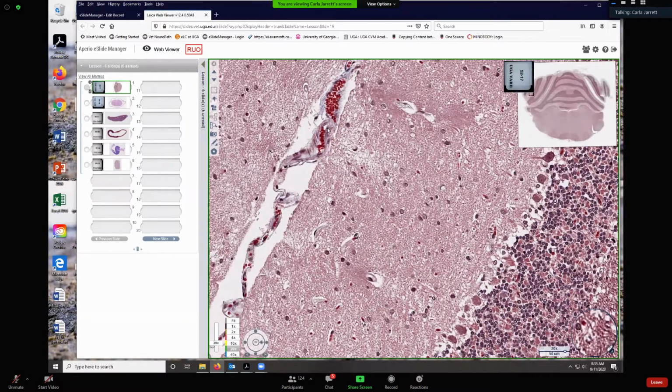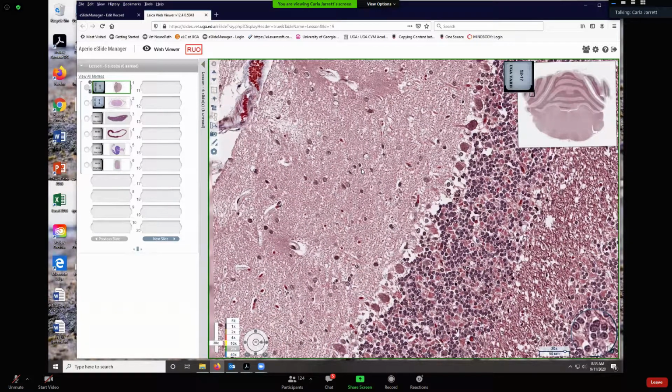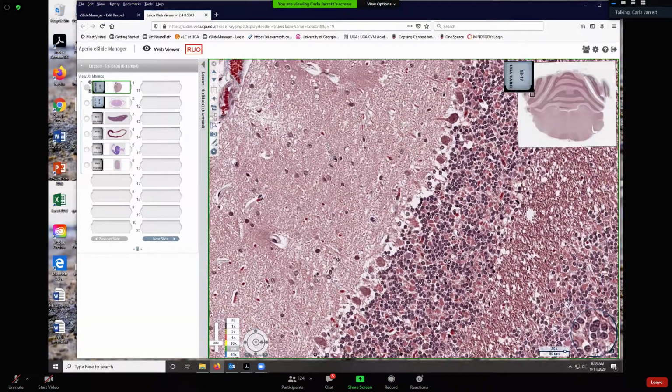Okay, so what we want you to recognize is this pia mater here. I want you to know that we're looking at a folium. We're looking at the molecular layer here. These nuclei are glial cell nuclei. We've got a lot of blood vessels in here. What else do we have?